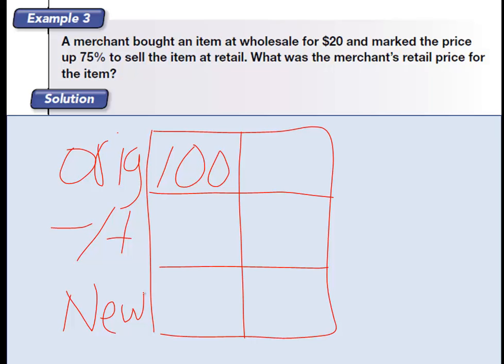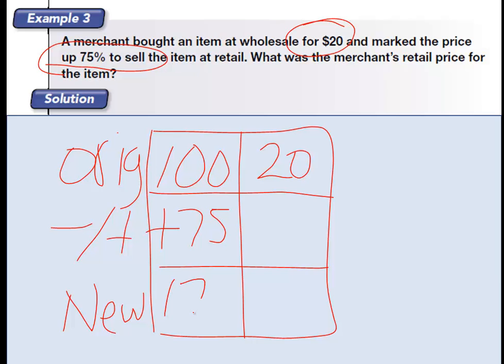A merchant bought an item at wholesale. How much did he originally pay? He paid $20. So we know that this is going to be $20. And he marked the price up 75%. So it's going to be plus 75%. So the new price is going to be 175% of this old price of $20. Now it wants to know what did that merchant charge for that after he marked it up 75%?